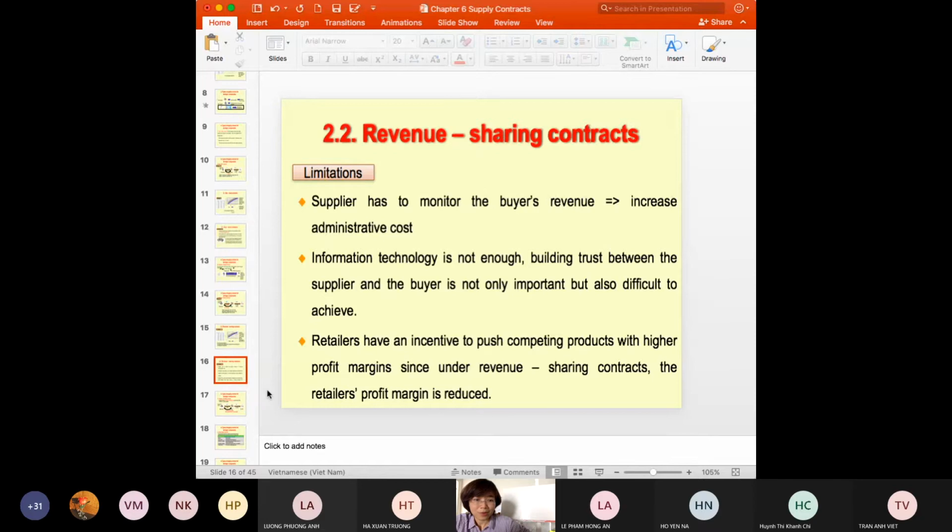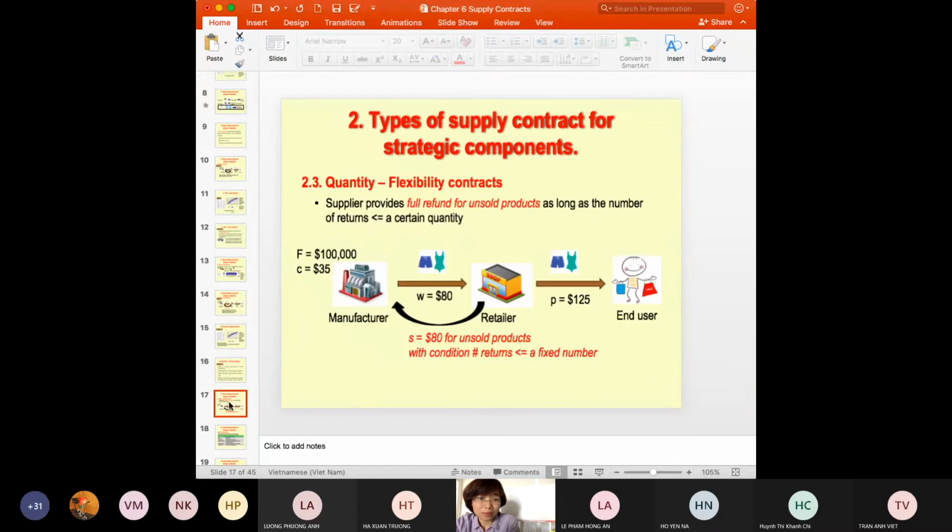Okay, so that's why the retailer's profit margins reduce. That is the limitation of the revenue sharing contract. So we have another contract, that is the quantity flexibility contract.